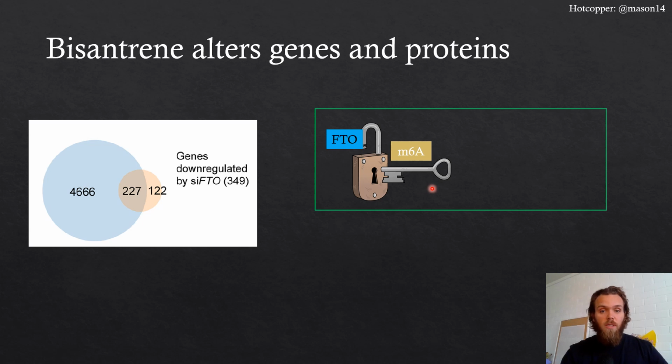Okay, so let's see how we go with this. This is a study done by knocking down FTO. So this is knockdown FTO. And this is really just to highlight the amount of genes that are influenced by this process. Genes downregulated by knockdown FTO equal 350.